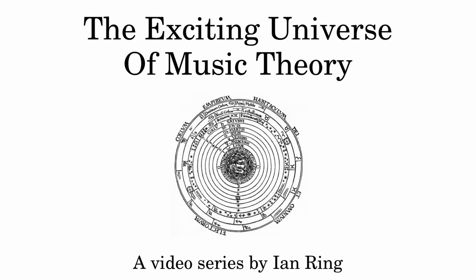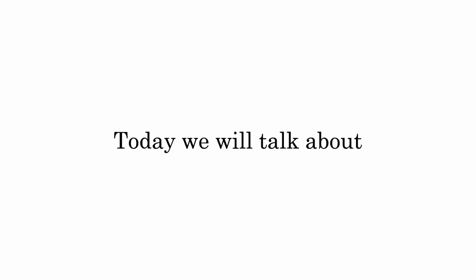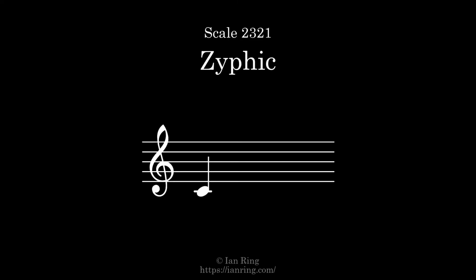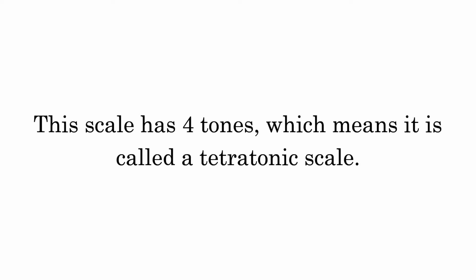Welcome to the exciting universe of music theory. Are you ready to learn? Then let's begin. Today we will talk about scale 2321, Zyphic, which sounds like this. This scale has 4 tones, which means it is called a tetratonic scale.